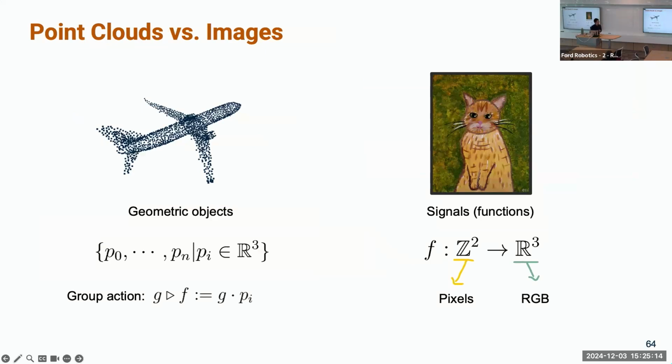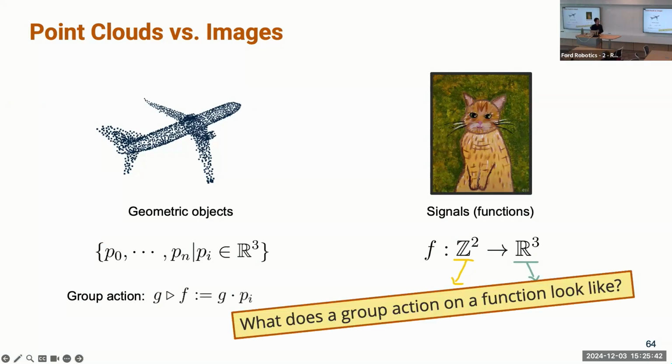Previously, I talked about point clouds. The group action on point clouds is simple to define because point clouds are just a collection of points, which are R3 vectors, and the action on the points is just the left transformation on the point. But images are mostly modeled as functions, which are a mapping from pixel coordinates to RGB values. What does a group action on a function look like?